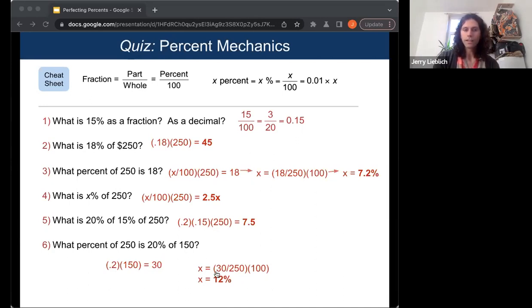So what's part over the whole times 100? 12%. Another way to do that would be to just do the whole thing. What percent of 250 is 20% of 150? And then solve for x. Would be the other way to set this up.